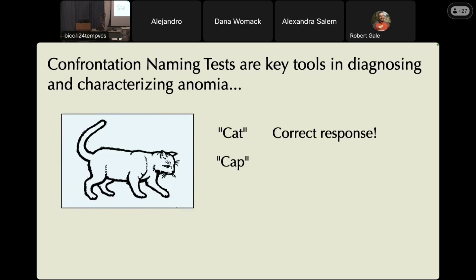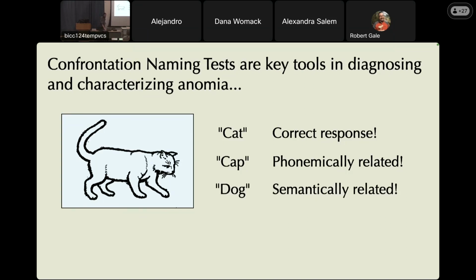If they say cap, that is a phonological error, right? They said a word that is phonemically related to the target word, but the wrong sounds came out. In this case, that's a lexical phonological error because they produced a thing that is actually a word. If they say dog, that's a semantic error, right? It is semantically related to cat, but the wrong thing came out.